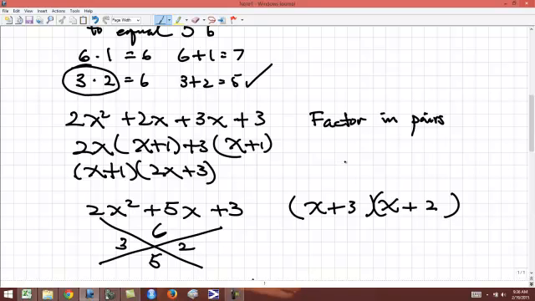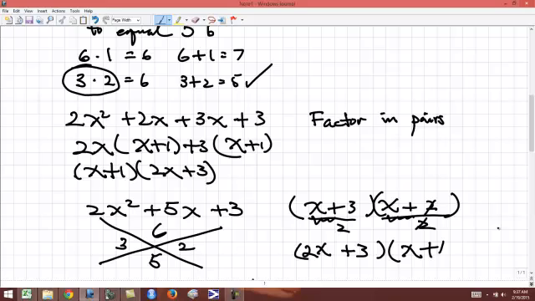So I'm going to divide both of these by 2. Now 2 goes evenly into the 2 here, so this simply becomes x plus 1. This is only dividing the second number. Okay. Now 2 does not go evenly into 3, so I'm going to multiply the x by the 2, and I have 2x plus 3. 2x plus 3 times x plus 1, and I'm done.